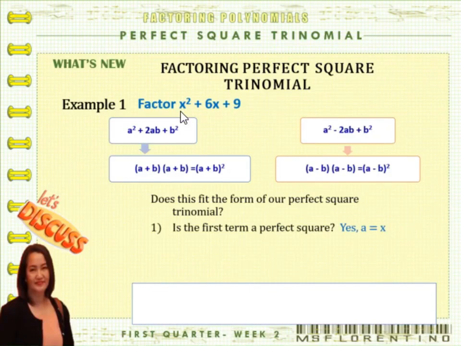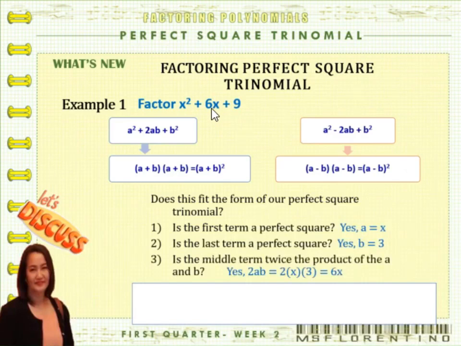Is the first term a perfect square? Is the last term a perfect square? Is the middle term twice the product of a and b? X squared is equivalent to a squared. 9 is equivalent to b squared. If we are to get the value of a, we get the square root of x squared, and that is equal to x. Getting the square root of 9, that is equal to 3, and that is equal to b.